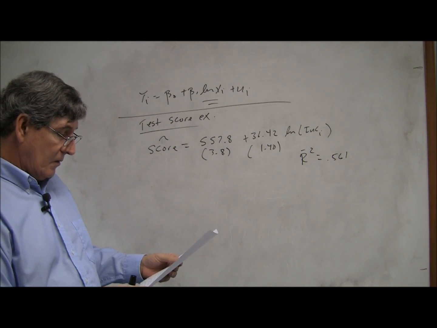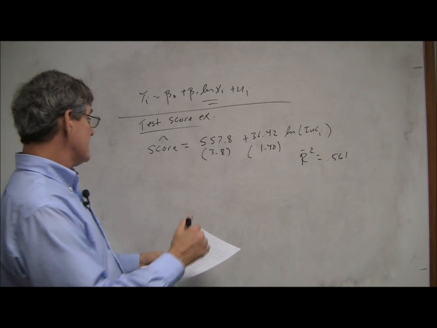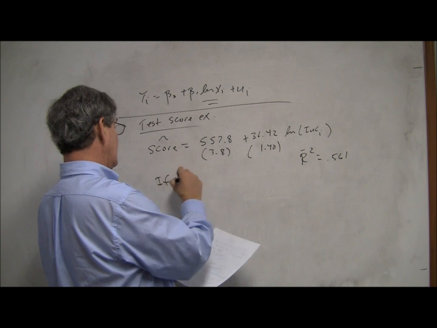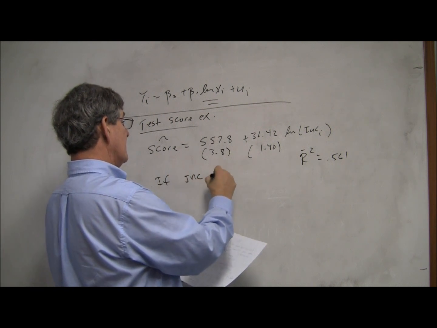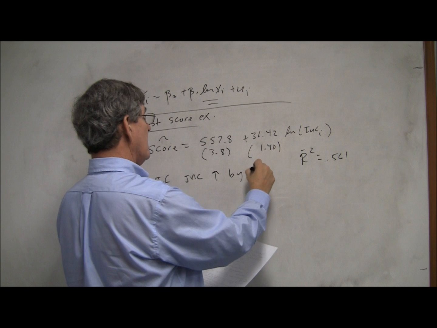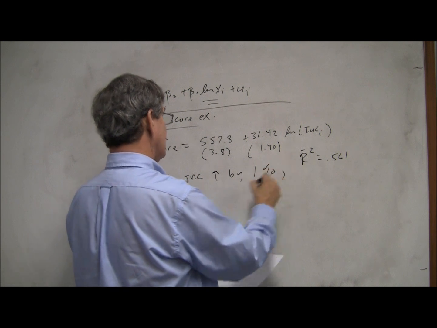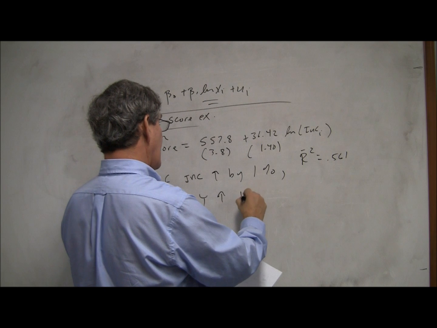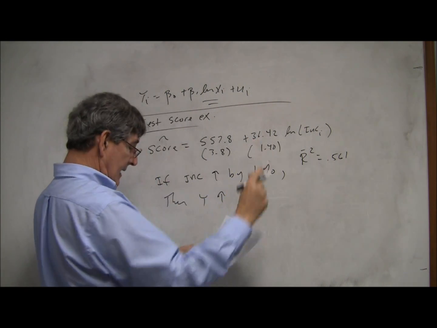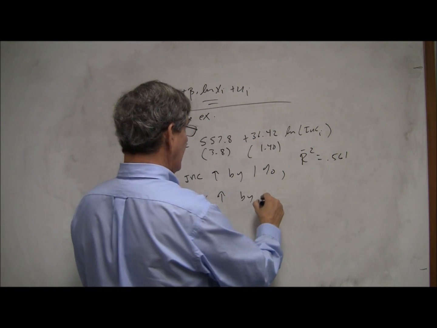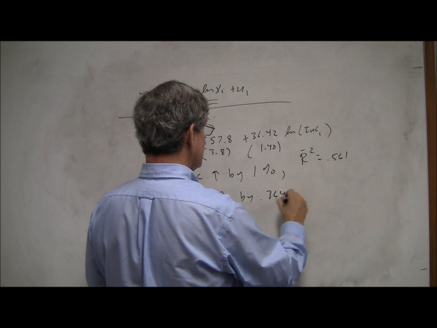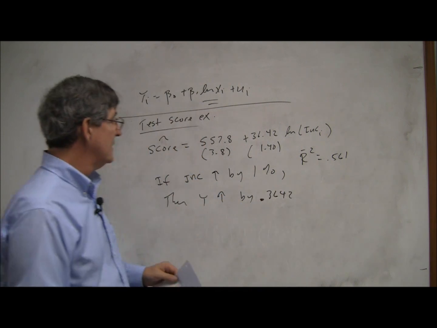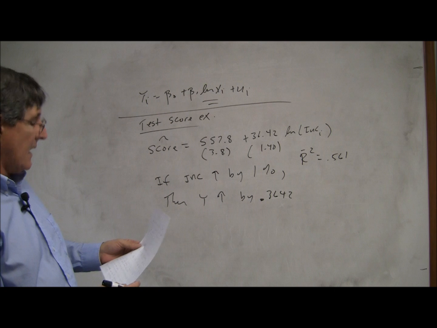And so no problem. So if income goes up by 1%, then y goes up by 0.01 times this number, by 0.3642. So that's how you interpret this kind of a model.